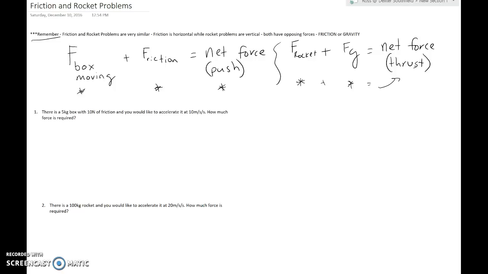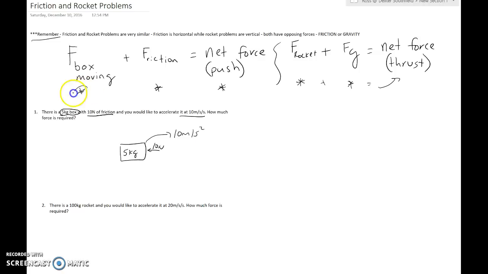So in this first one, we've got a 5 kilogram box with 10 newtons of friction, and this is the rate at which you'd like it to accelerate, 10 meters per second per second. So I always suggest drawing these out. If this is your box, I usually write 5 kilograms right in here. And I like to move left to right, so here is my 10 newtons of friction. I would like it to move at 10 meters per second squared.